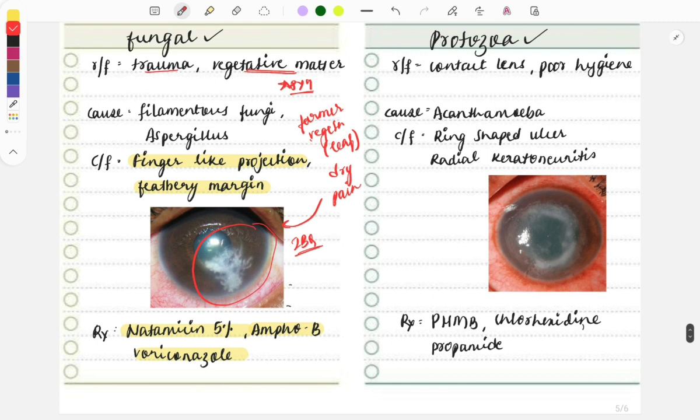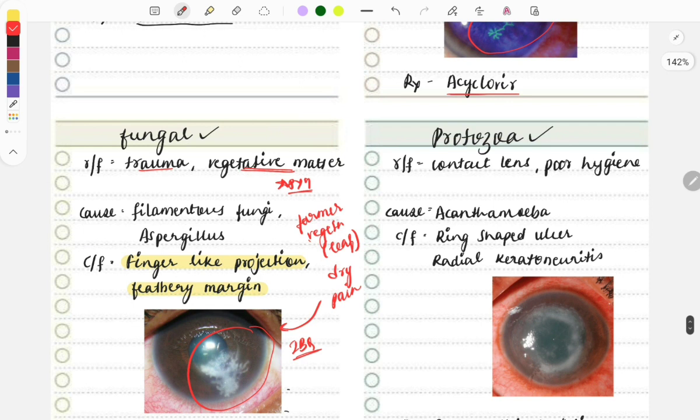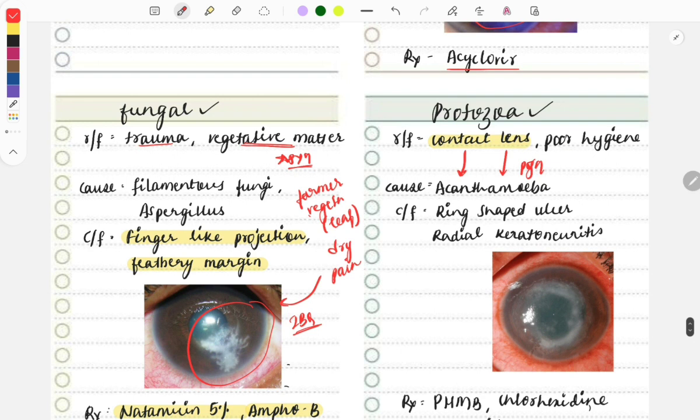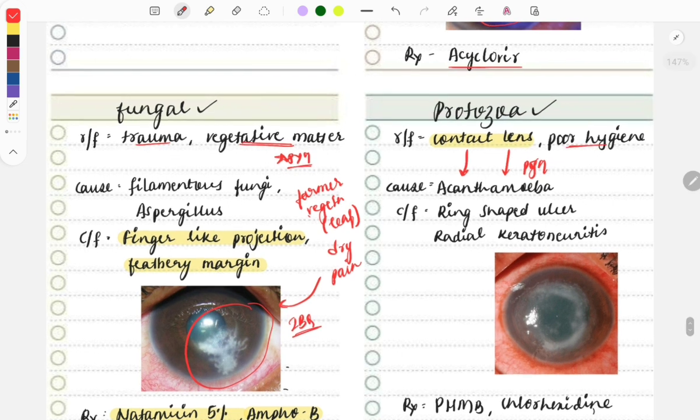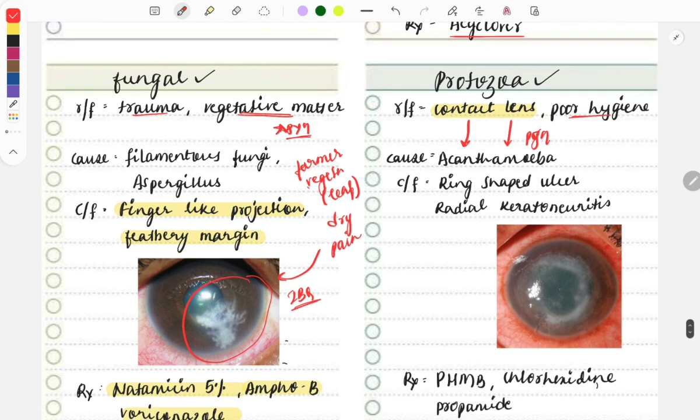Then moving on to protozoa. The risk factor for development of protozoal keratitis is contact lens wear. This kind of keratitis is also called acanthamoeba keratitis, because contact lens wear is most commonly associated with acanthamoeba. This was also a PYQ: contact lens wearers are at risk of developing which of the following? It is acanthamoeba keratitis. Another risk factor is poor hygiene. Some contact lens wearers also share their contact lenses, so that is also a risk factor for development of acanthamoeba.